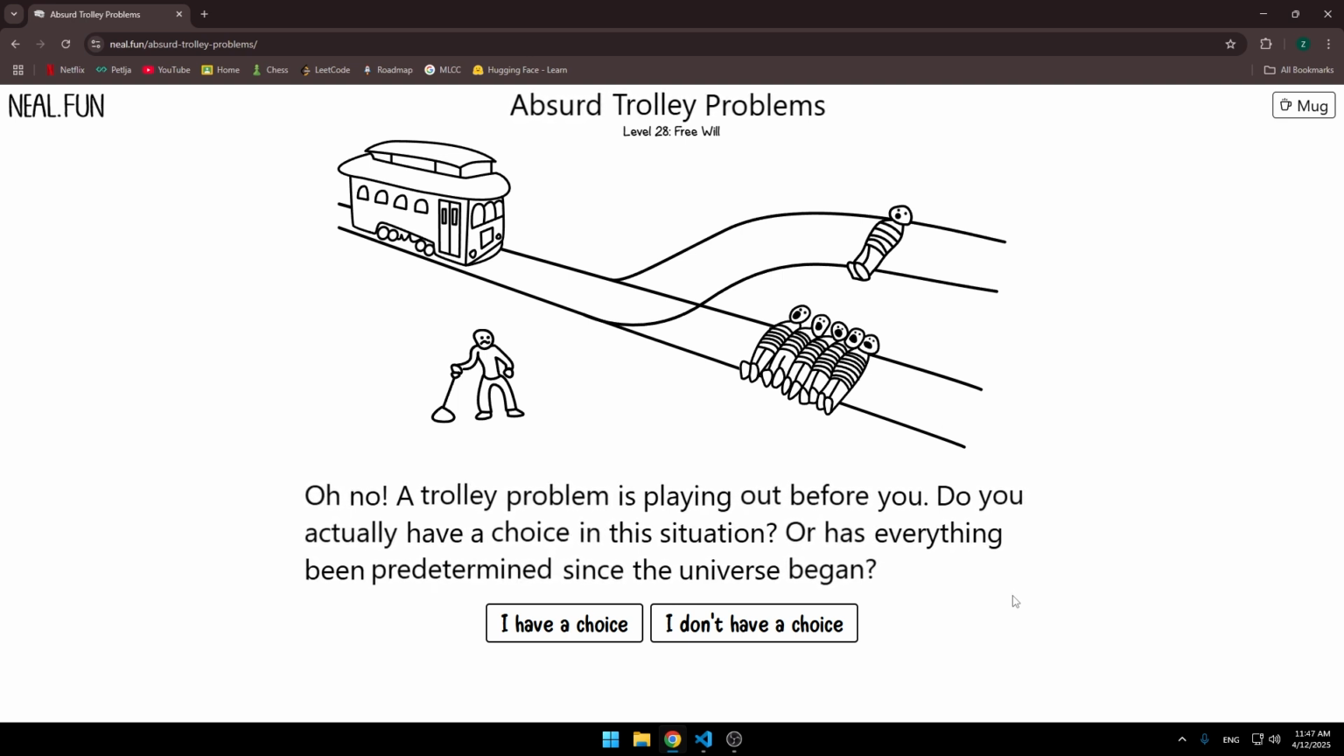I have a choice. Reasoning. Even if the universe is predetermined, the experience of making a decision and the subjective weight of that choice is real to me. Pretending I don't choose diminishes that experience and avoids the moral implications. So I act as if I choose.